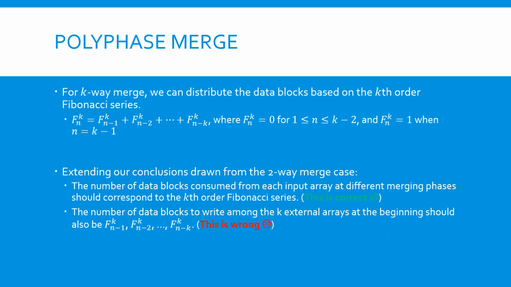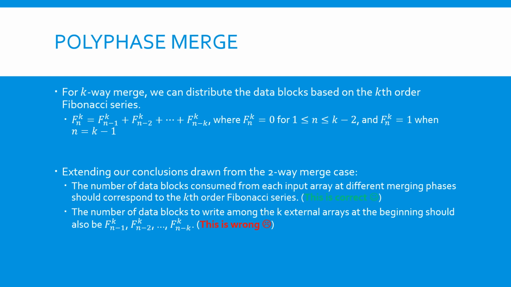What we have discussed above is for the application of polyphase merge to two-way merge. Next, we will extend the discussion to k-way merge. First, we can naturally extend the relation among the number of data blocks consumed from each external array to the kth order Fibonacci series.